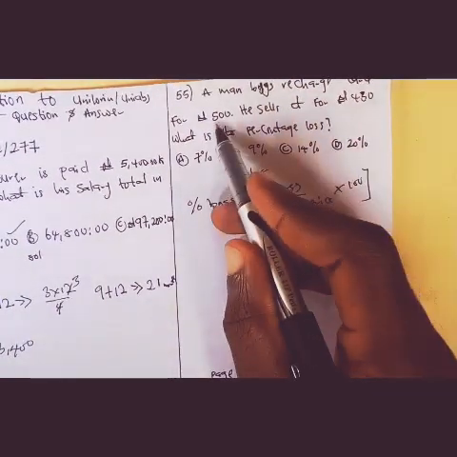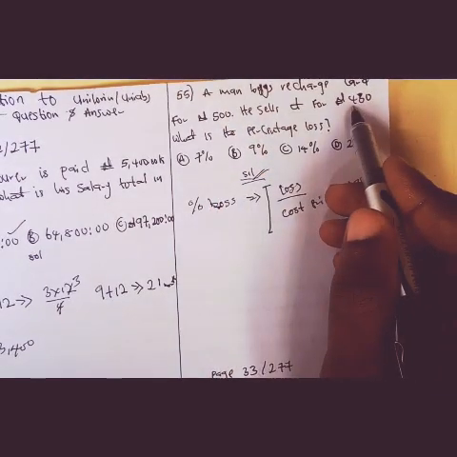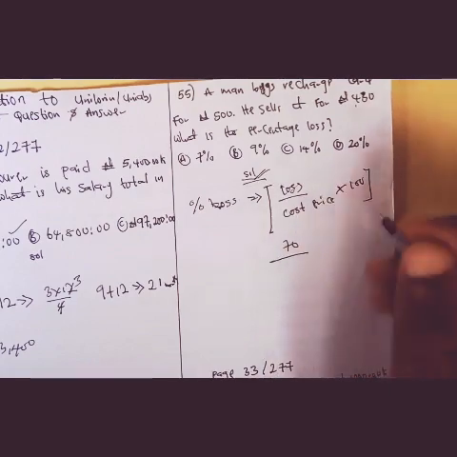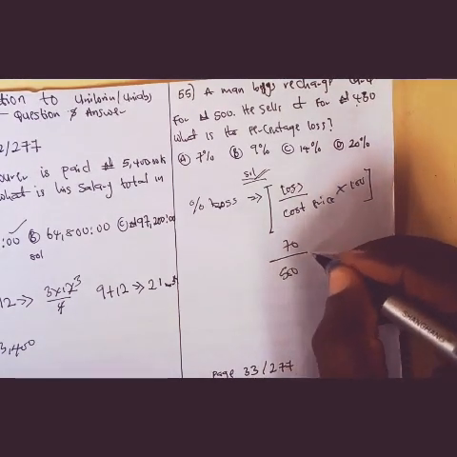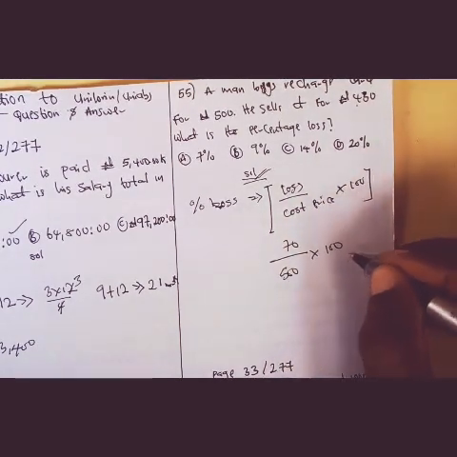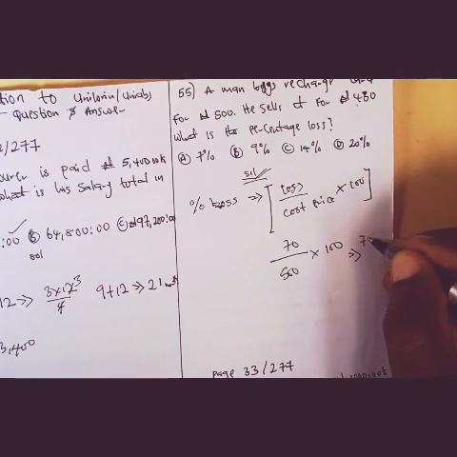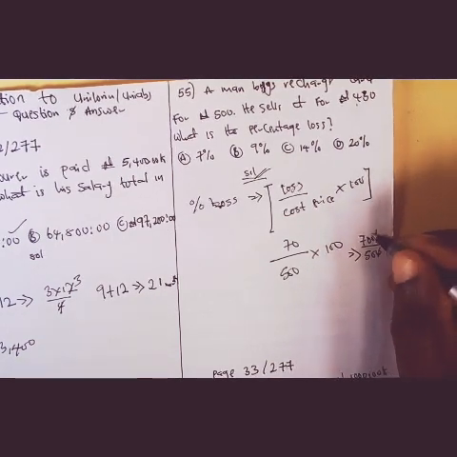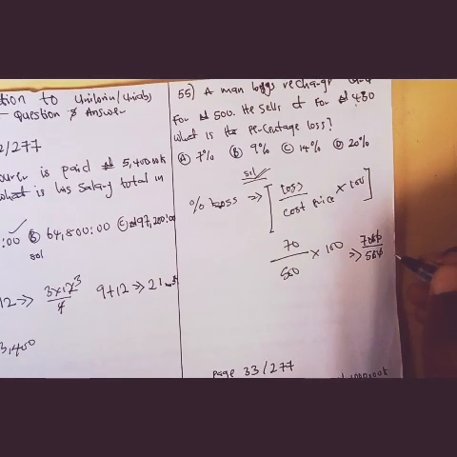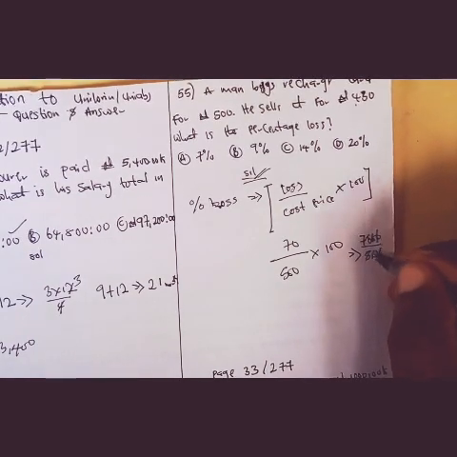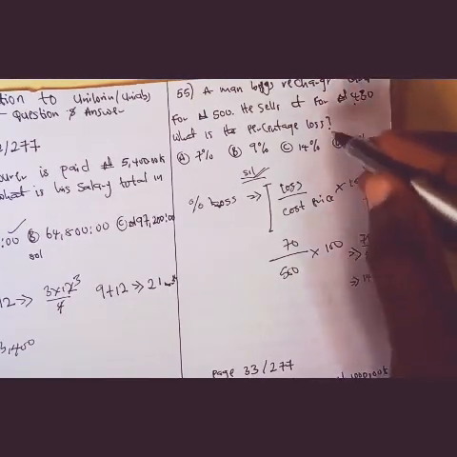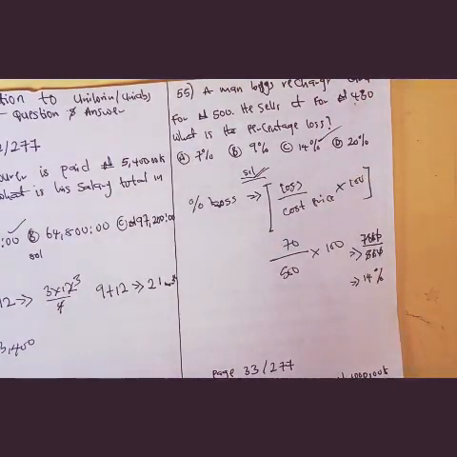So if the man purchased the goods for 500, he sold it for 430 naira, it means he's making a loss of 70 naira. That is 70 over the cost price, 500, multiplied by 100. So this is 7,000 over 500. Take out 0 on both sides, and I have 5 into 70. That is 14. So my answer is 14%, which is option C.